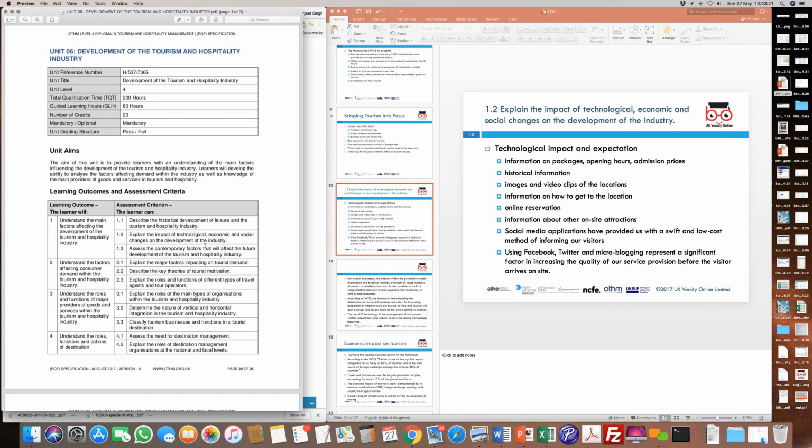Now, one of them is how is technology contributing to this sector, and what are the impacts of embracing technology or bringing technological advancement to this sector. That is what we will look at first.